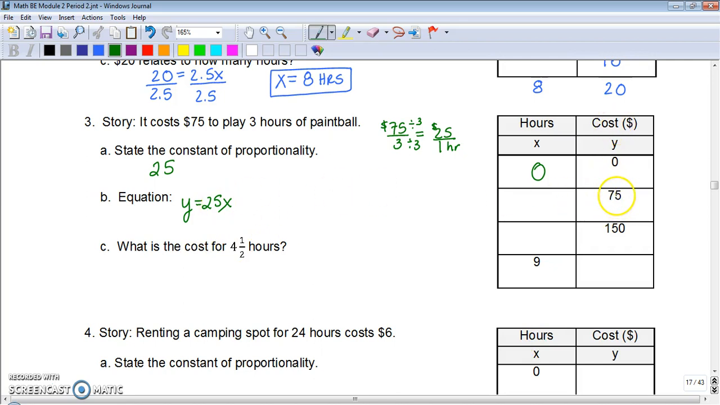So when would the cost be $75? Probably when it's 3 hours. 3 times 25 is 75. So this would be 3.